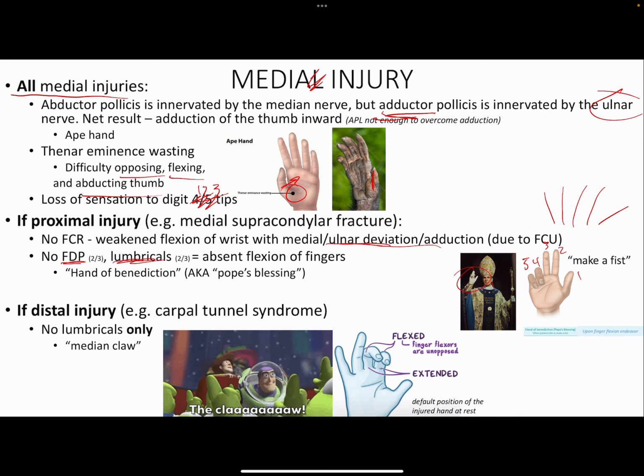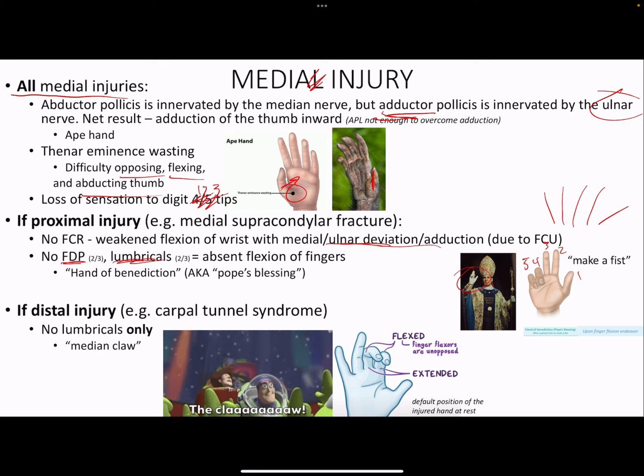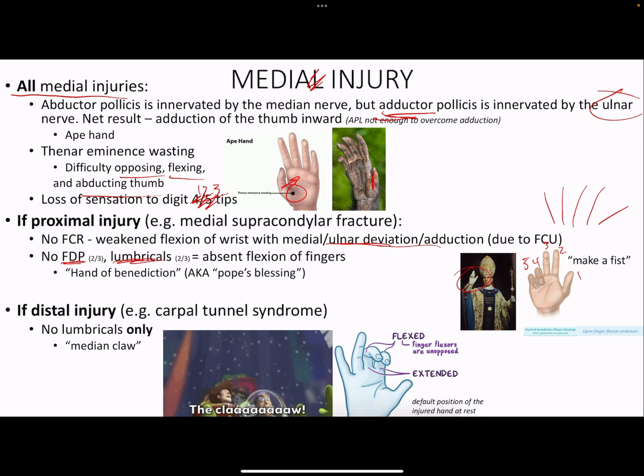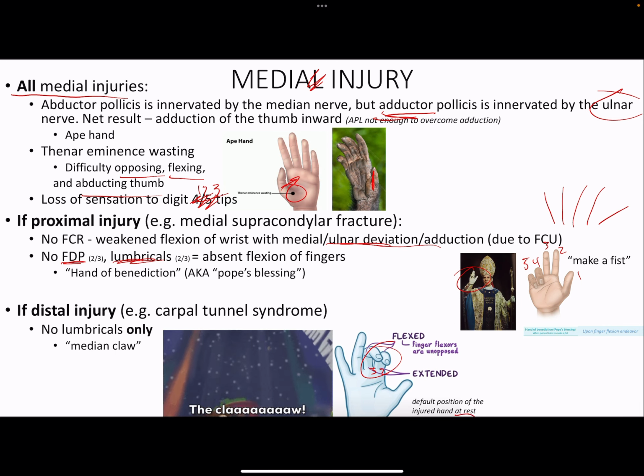Now, if we have a distal injury, that means that the flexor muscles in the forearm are fine. It's just the lumbricals that are out of business. And if that's the case, now you're going to get this claw thing. And you're only going to get it for the two lumbricals that are taken out of commission. That is 2 and 3. And we get an ulnar claw. And this is at rest.